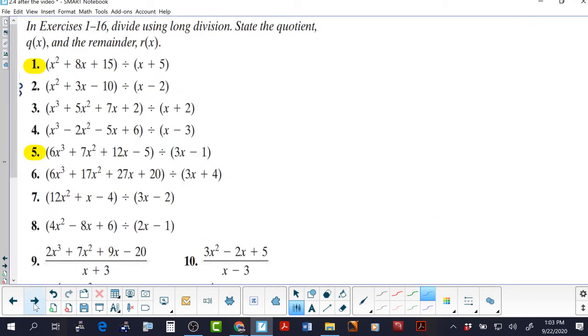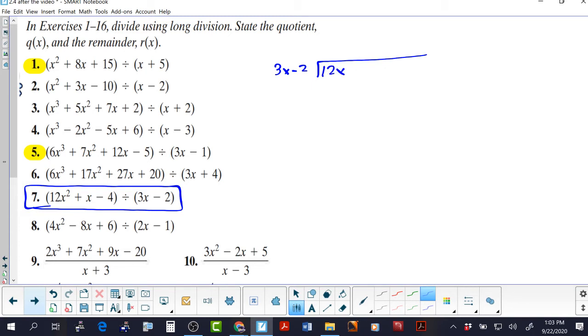Divide using long division. Let's go with one towards the end here. How about that one right there? So 3x minus 2, and we're dividing into 12x squared plus x minus 10. Yeah, we got all the powers.